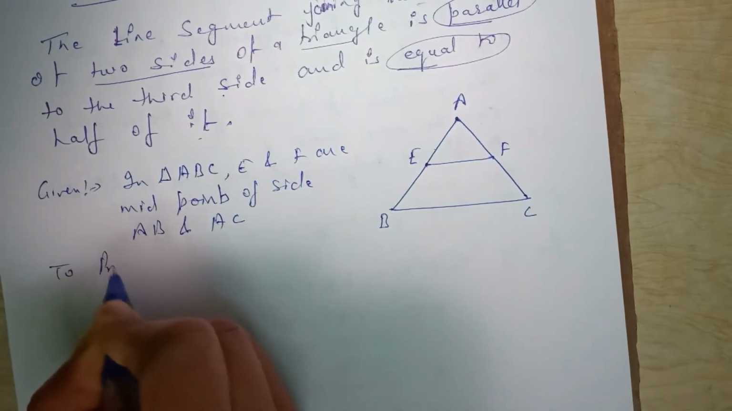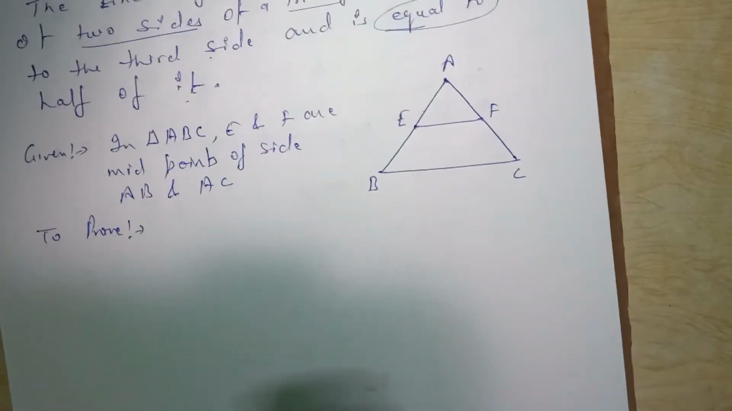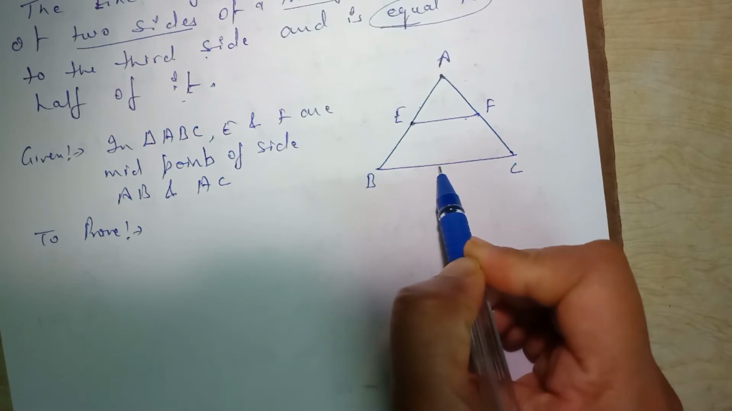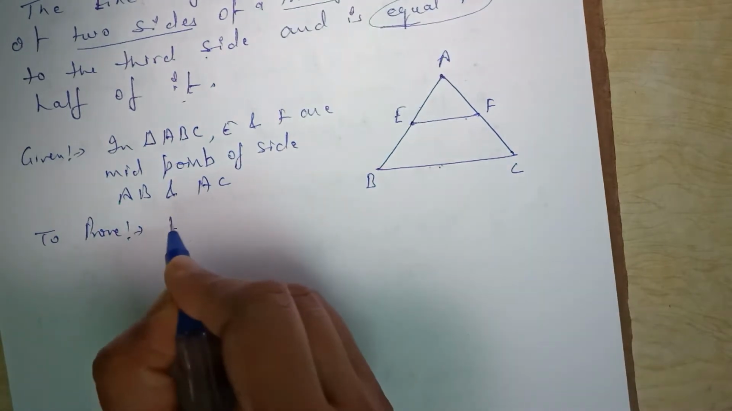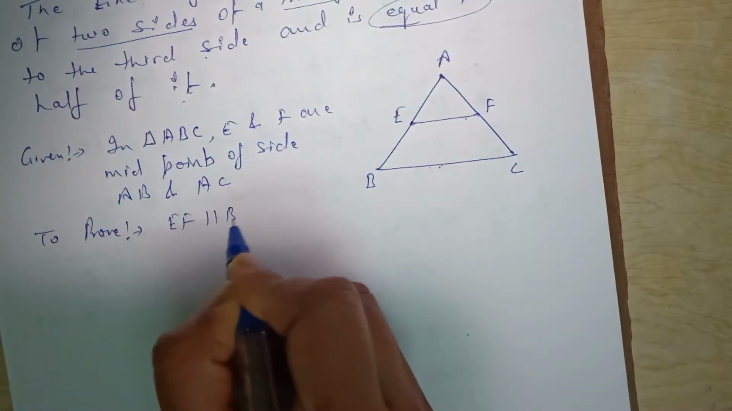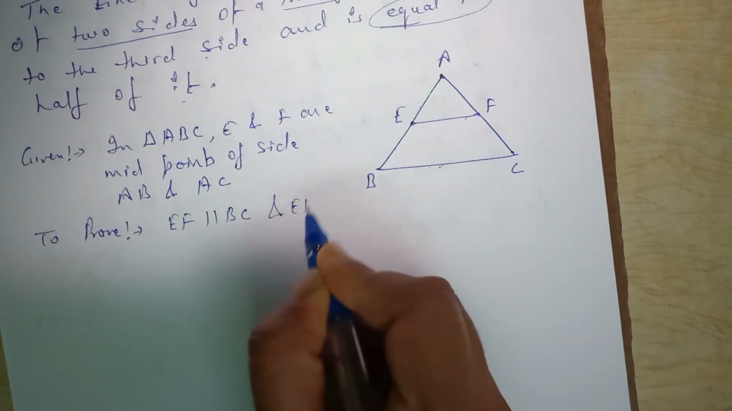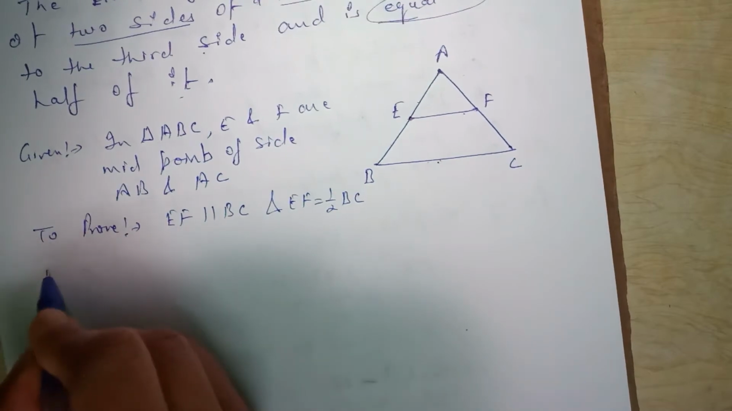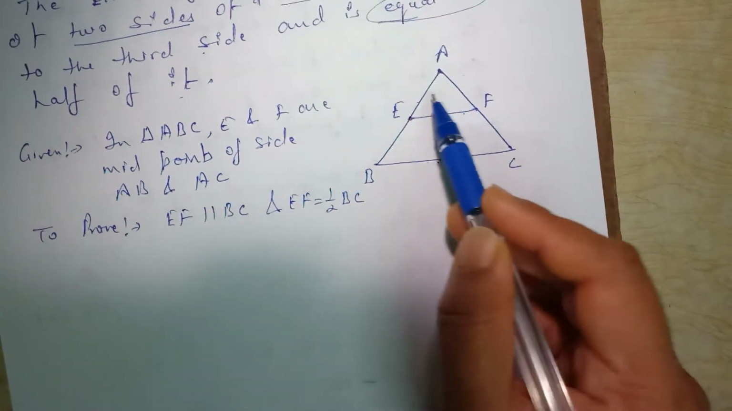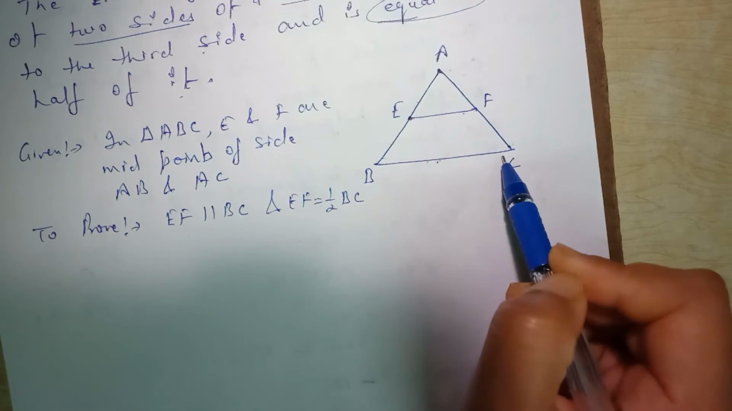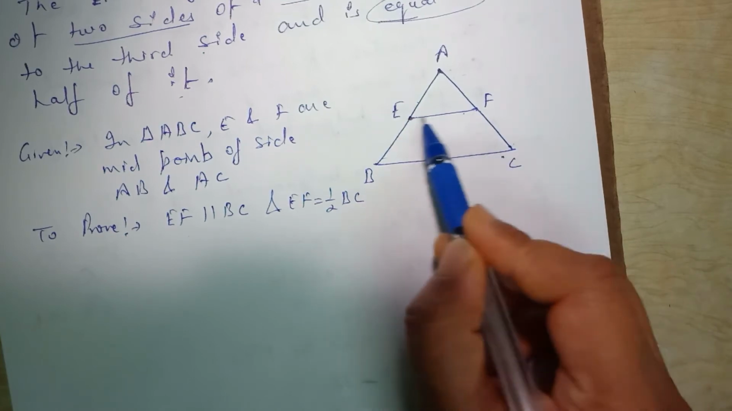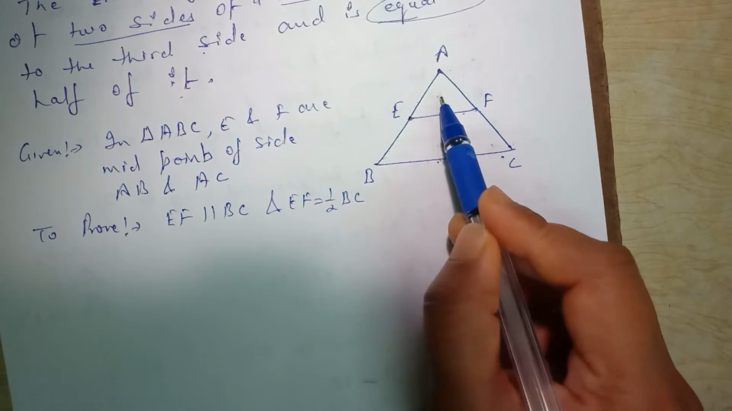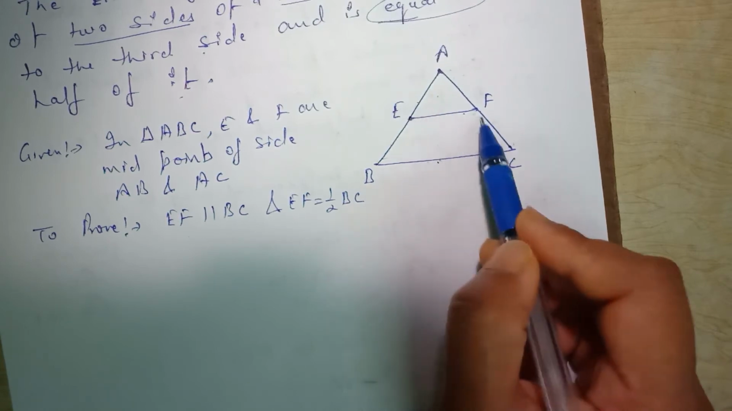Now what we have to prove? We have to prove the line joining these two midpoints is parallel to the third side and is equal to half of it. It means EF is parallel to BC and EF is equal to half of BC. This we have to prove. So for proving it, in the figure of triangle we are observing the line EF dividing the triangle into two parts. Upper part we have the smaller triangle, at the base we have trapezium.